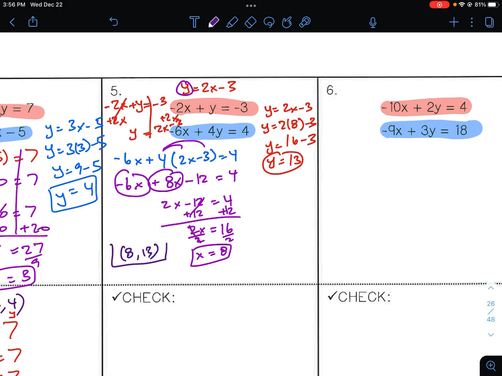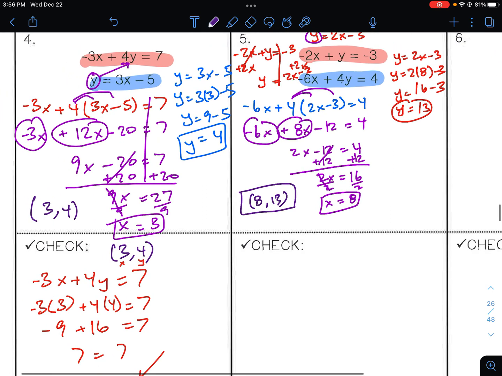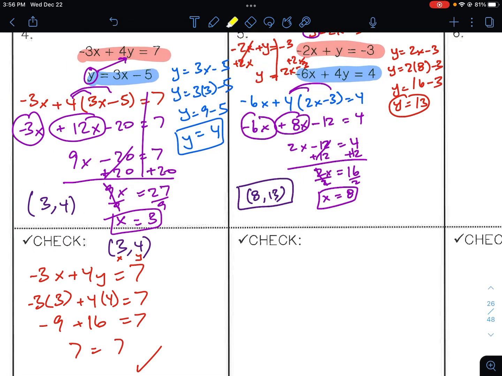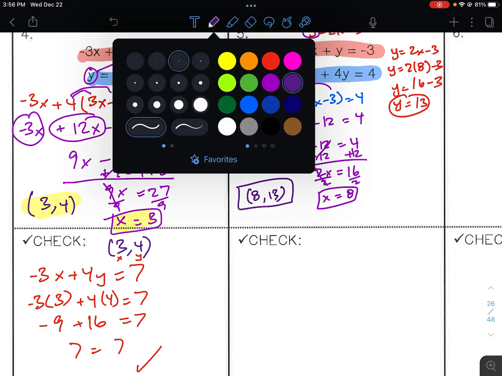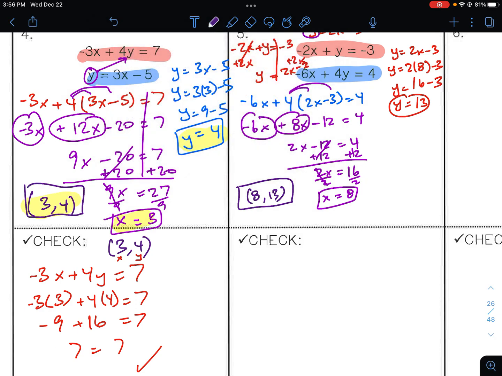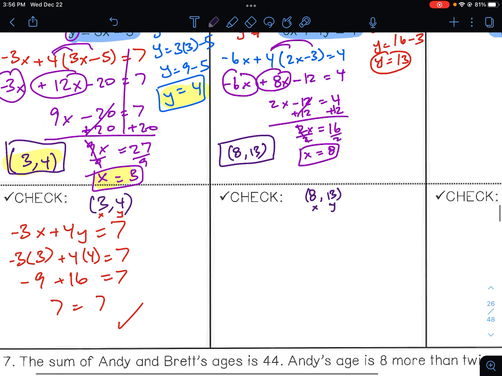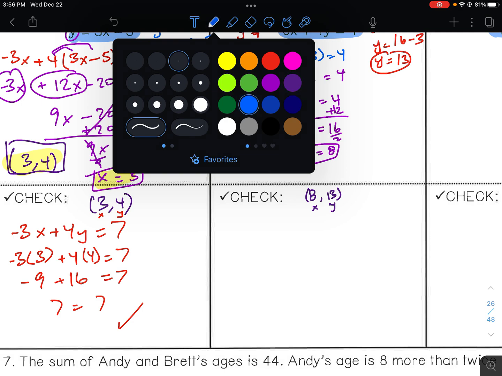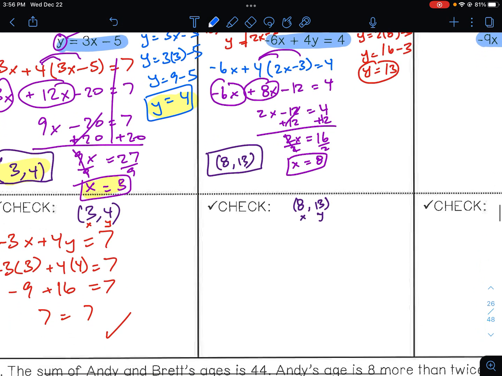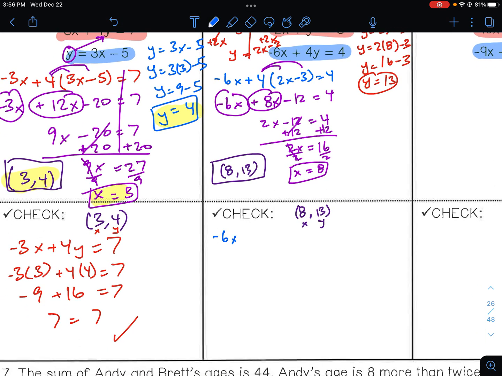Let's see if we did this correctly. You know what? I forgot to highlight my answers in the last one. Here it is, and there it is. There we go. All right, let's check our answers. We said 8 and 13, and remember, this is x and this is y. We've already checked our red equation. Let's try the blue, because that's how we solve for the y. Let's check our blue equation, which is negative 6x plus 4y equals 4. I'm talking about this equation right here.